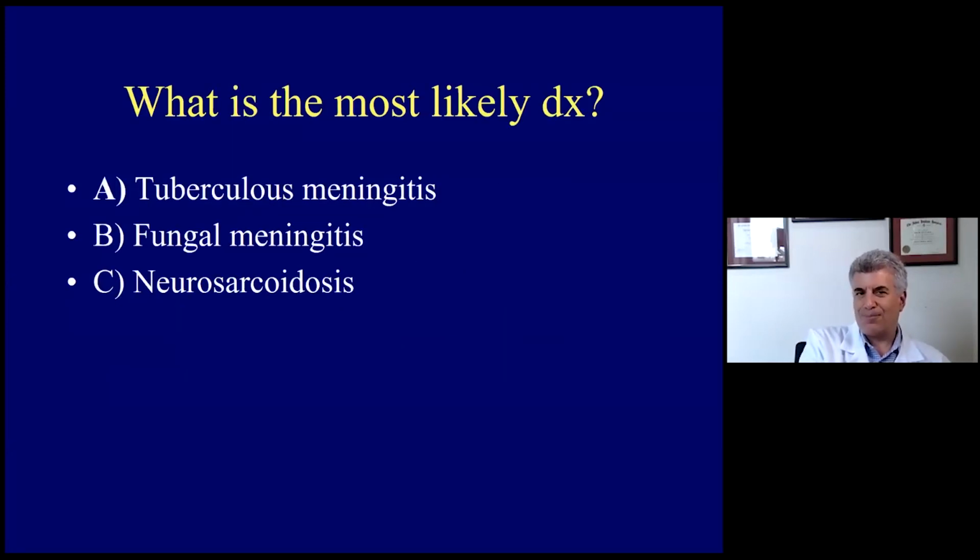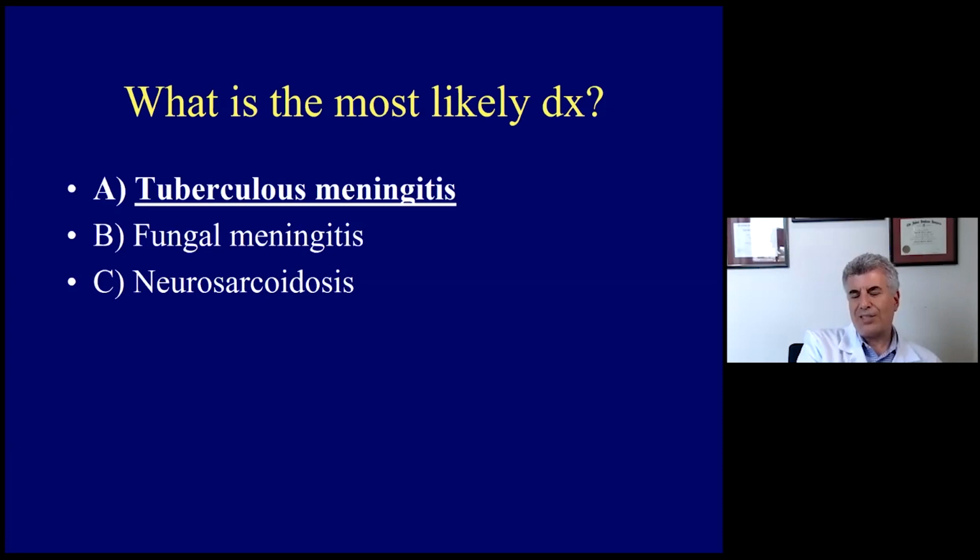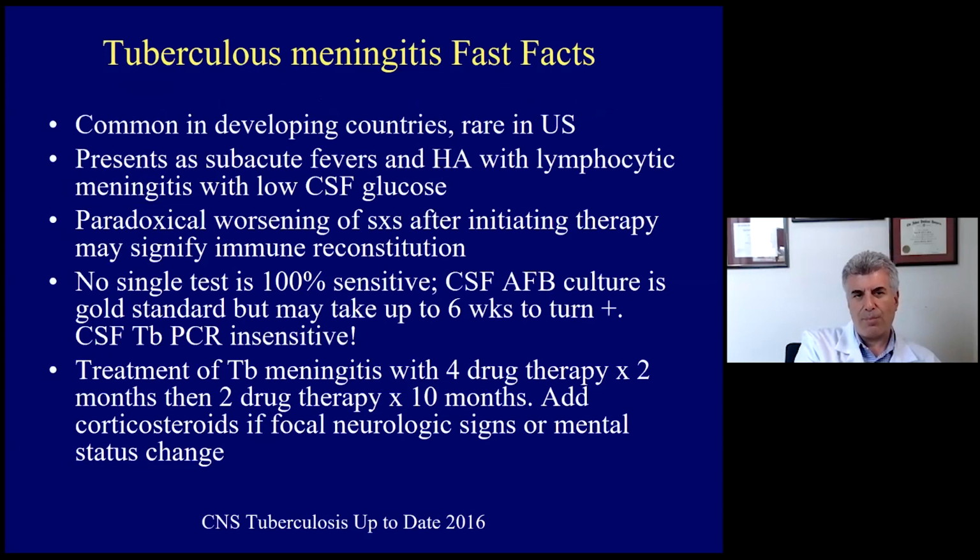So I'll ask again, and I know this is a challenging case, but what's the most likely diagnosis? Do we think this is tuberculous meningitis, fungal meningitis, or neurosarcoidosis? And the answer is tuberculous meningitis. Now, a lot of people think that this is neurosarcoidosis, so if you were thinking that, you are not alone. In fact, that was on my short list of my differential diagnosis when I was seeing the patient.